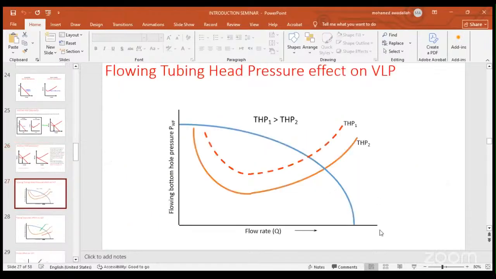So moving to the next slide, as we can see here, it is the impact of the wellhead tubing head pressure. If the tubing head pressure is decreasing, we have tubing head pressure 1 and tubing head pressure 2, and tubing head pressure 1 is more than tubing head pressure 2. So in tubing head pressure 2, you have more production because you have less back pressure against the well. Decreasing the wellhead pressure from 1 to 2 will give you an increase in the production rate. So this figure shows us the effect of decreasing the wellhead pressure.